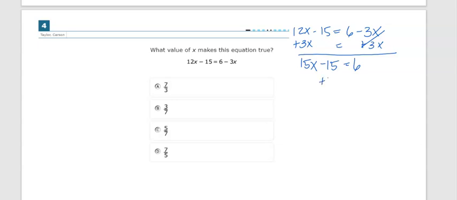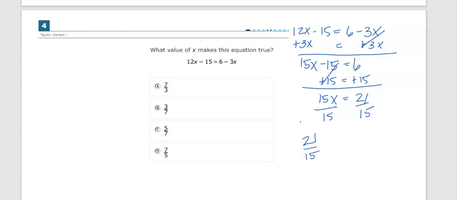Then you're going to add 15 to both sides. And this cancels, so we're left with just 15x. And 6 plus 15 is 21. Divide by 15. Now notice the answer is a fraction. Okay, so leave it as a fraction, but simplify it. Both of those numbers can be divided by 3. Remember how to simplify fractions? You divide both the top by 3, you get 7, and the bottom by 3, you get 5. So it should be 7/5.